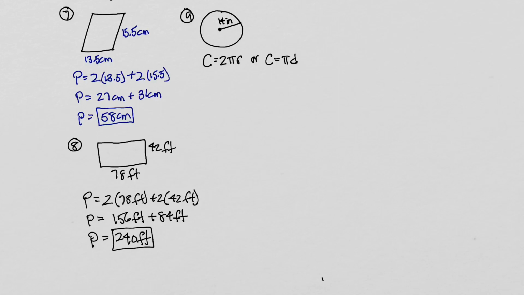Now, number 9, we've got a circle, and what we want to do is find the circumference of this circle. So we have a formula for circumference, which is really the perimeter, just a length around.